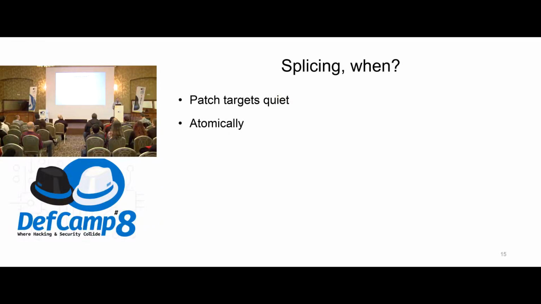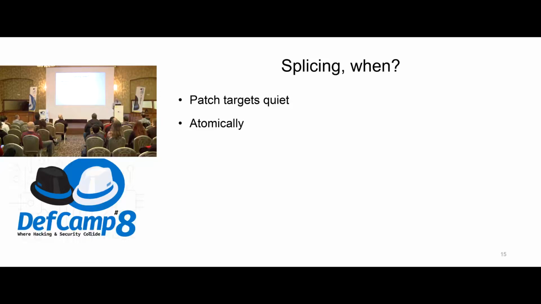So splicing, when can we do the splicing? Can we do that at arbitrary points in time? The first thing is obviously we can't change code that is actively being executed, right? Otherwise anything can happen on the system. So we need to quiesce the target system.